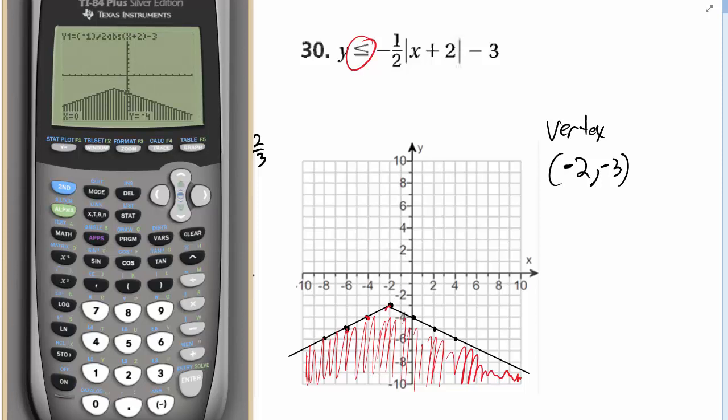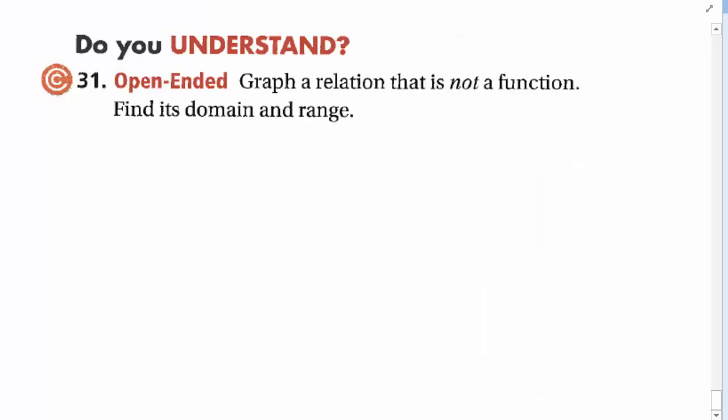I can use the trace function to see points. 0, -4 is in there. And so we can look at other points on there as well.